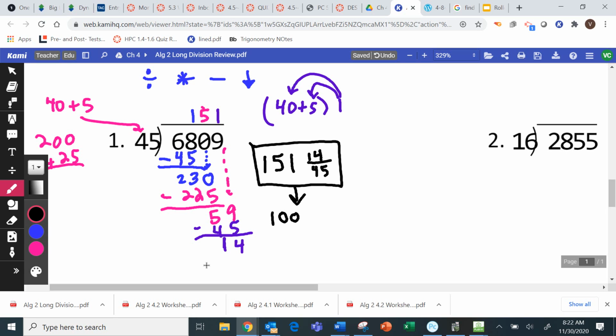100 plus 50 plus 1 plus 14 over 45. Isn't that crazy that I'm writing it out? You know why I'm writing it out? Anyone want to guess why I'm writing it out? Not yet. Okay.